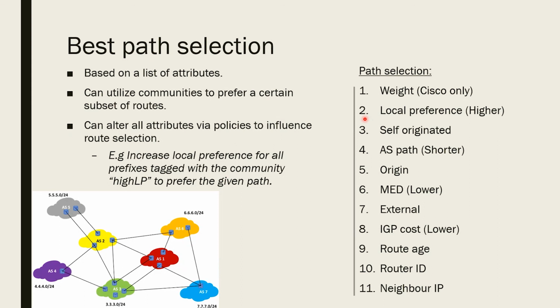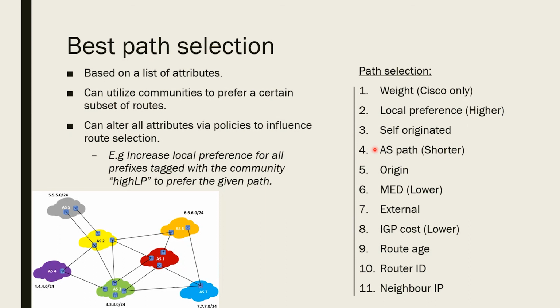So to run through the path selection, we have weight at the start. Weight is a Cisco proprietary value. I don't know exactly why they have it, because we have local preference. I think just Cisco wanted to be Cisco and do their own thing. We have then local preference, higher is better. Self-originated. I believe that is where you have redistributed into BGP yourself. I think that is where that is used, but I could be wrong, don't quote me.